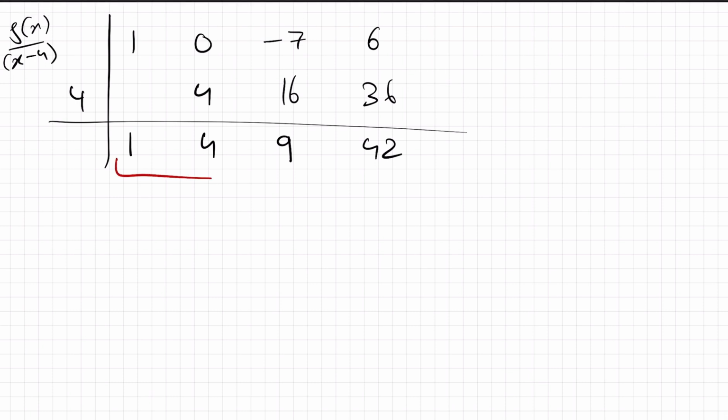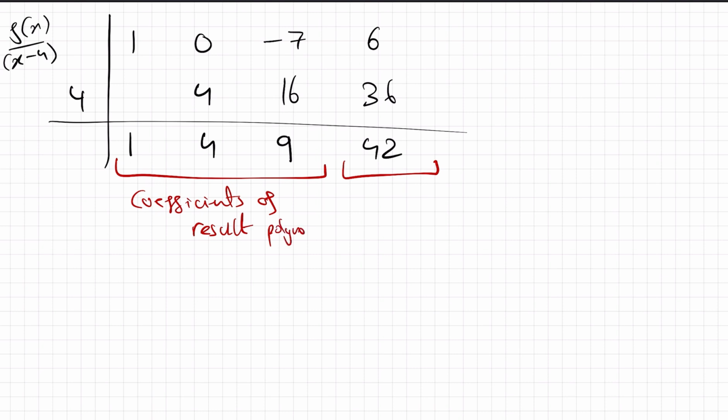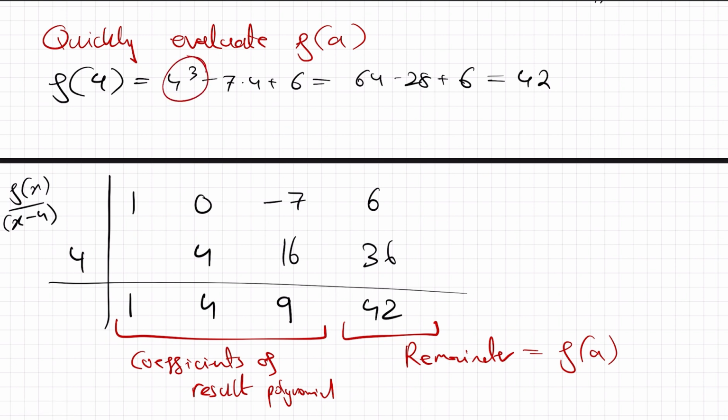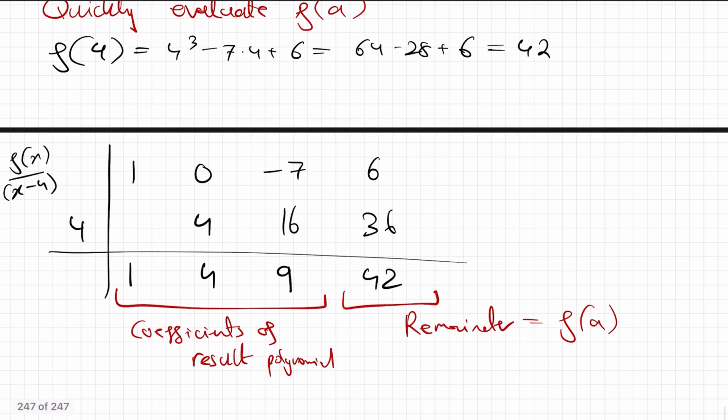So what this shows is these are the coefficients of, I'm just going to call it the result polynomial. I can't remember if it's called the quotient or something else. And then this is the remainder, which we know is equal to f of a. So by just a few additions and multiplications, we're able to calculate the remainder. And notice how we didn't have to raise anything to powers. So this could be a useful way of quickly evaluating a large polynomial.